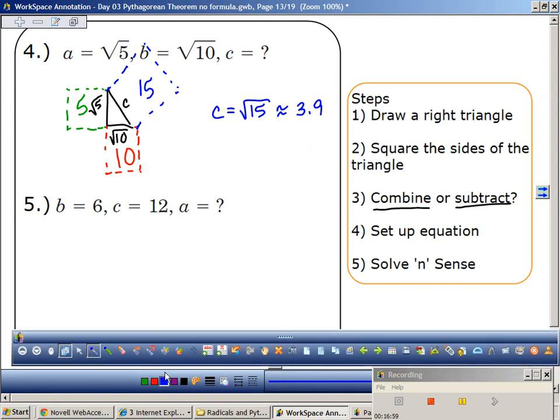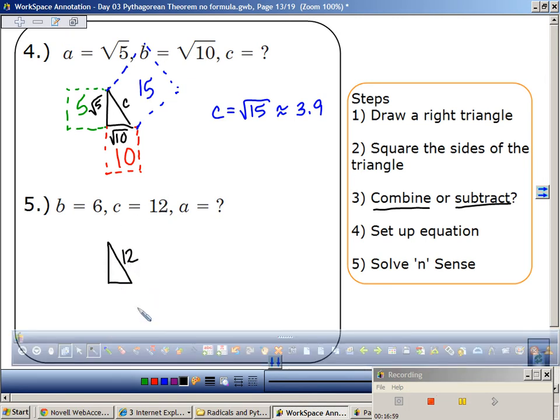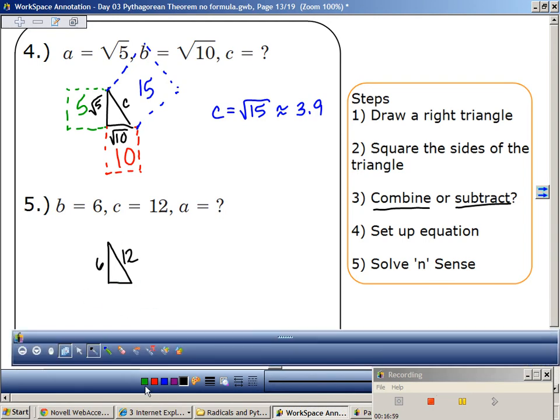What about this one? Let's draw a triangle for this one. Draw my triangle, label the sides. This time I have the C, so the big side is 12, my hypotenuse. 6, and I don't know this one. Using my color to get area. If the side of my square is 6, what's the area of the square? 36.